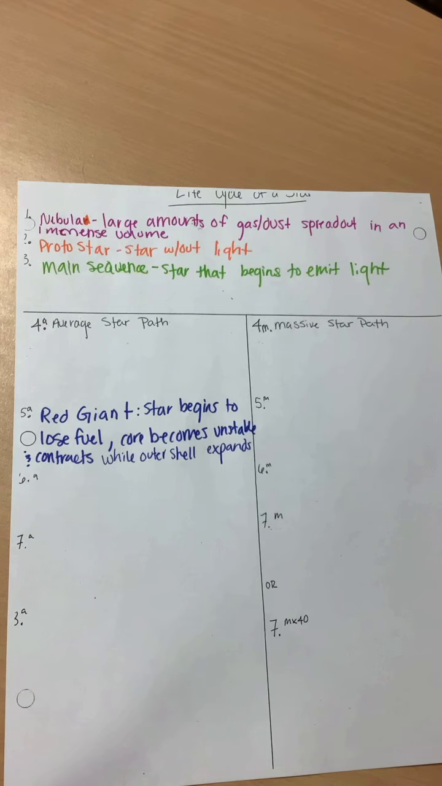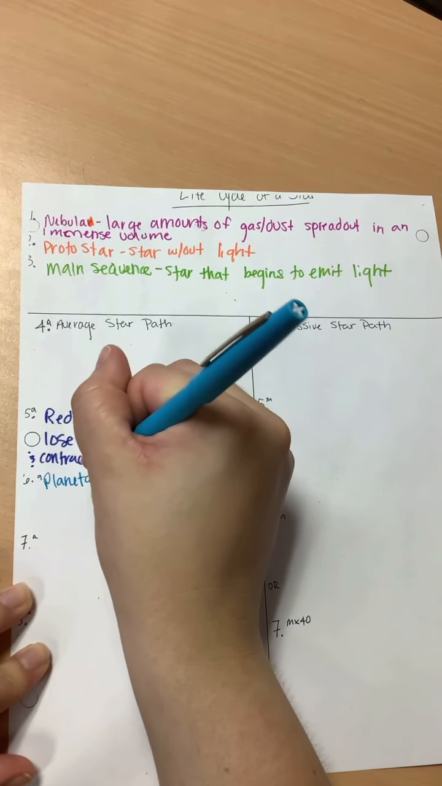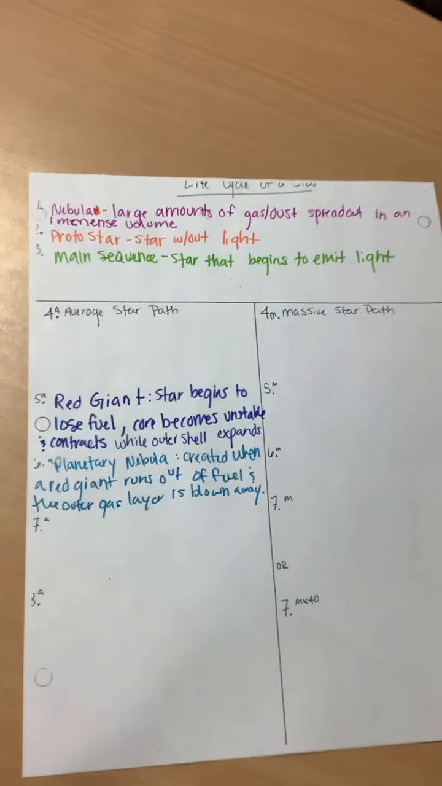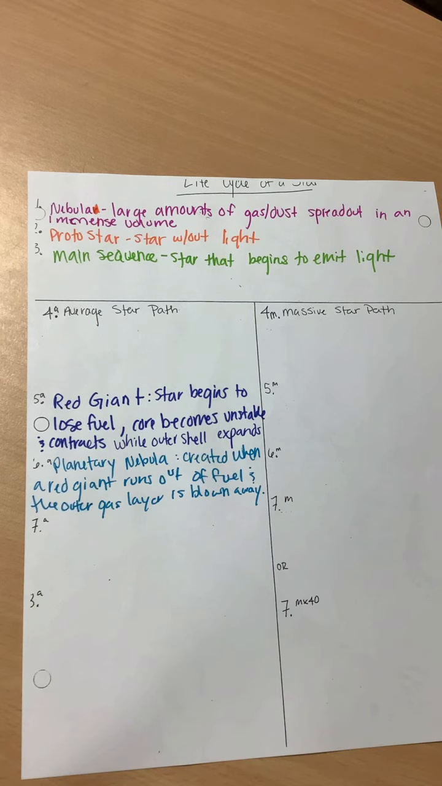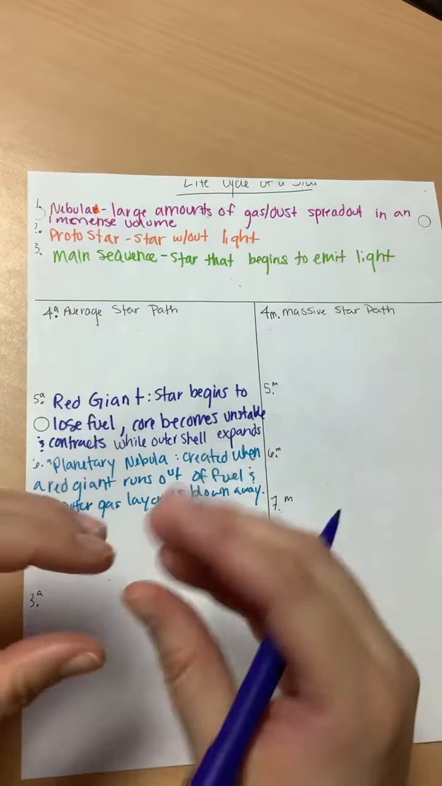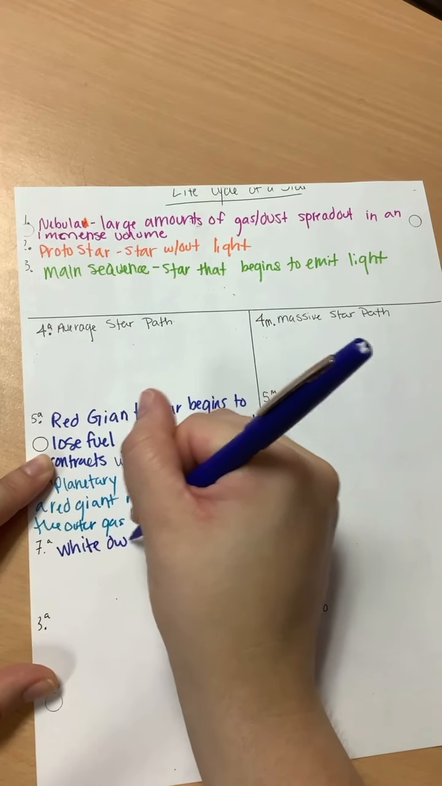After the red giant comes our planetary nebula. This is created when a red giant runs out of fuel and the outer gas layers are blown away. So planetary nebula. After the planetary nebula is the white dwarf. This is the remaining core of the planetary nebula. So all the gas is blown away and you're just left with the core. So that next step is the white dwarf.